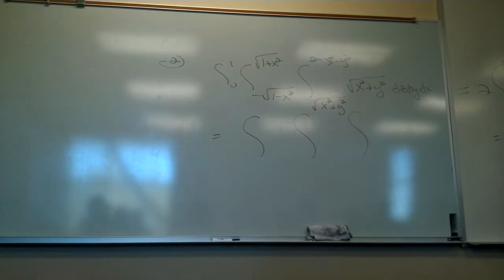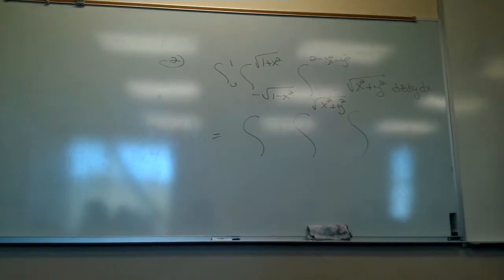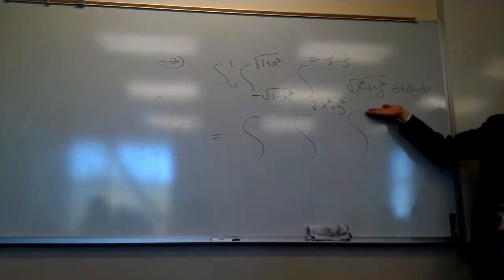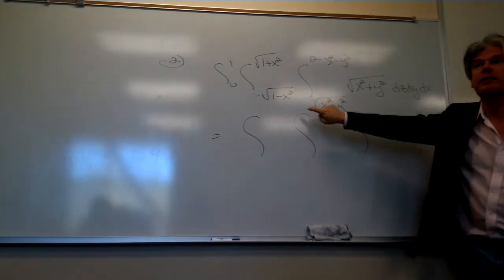So let's take a break. Before we change everything into cylindrical coordinates, so that I can change my boundaries, what does the surface look like? What does the surface look like?